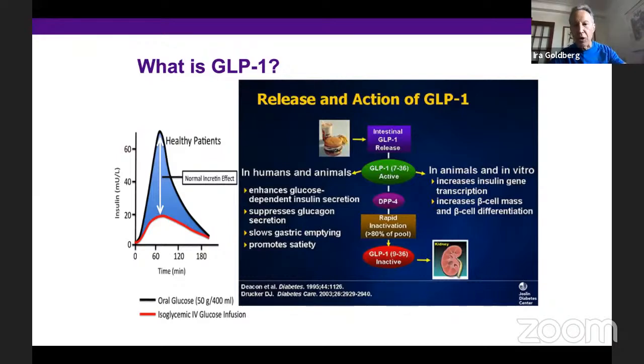Kipnis gave glucose intravenously and orally. And he found that if you gave glucose orally, you got a much higher insulin response. And he came up with the idea that there was something called incretin, something released from the gut when glucose was there, that drove insulin up. And we know now one of those incretins is the hormone GLP-1.